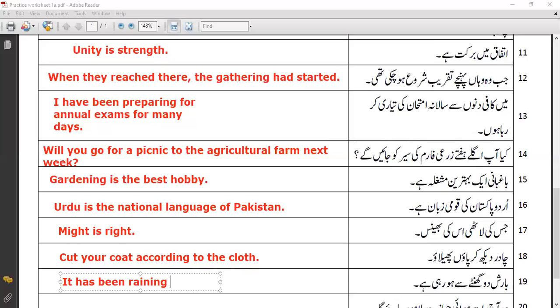The total time is mentioned. So in this case, again, you are going to write for. It has been raining for 2 hours. This is the correct translation. All right, going to the last one now. What is the last sentence?